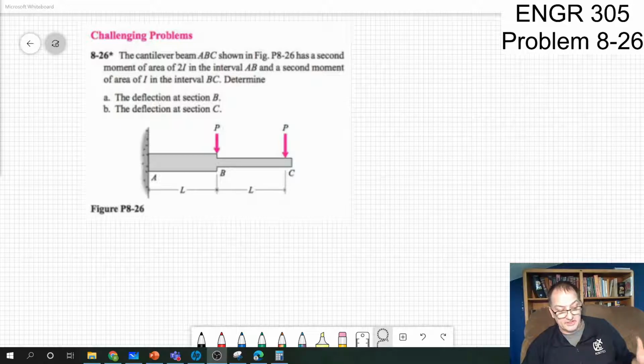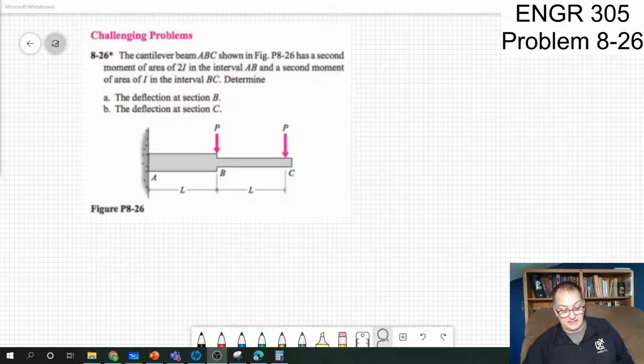So here we go. This is a cantilever beam shown in ABC. It has a second moment of area 2I in the first half and I in the second half. Determine the deflection at section B and the deflection at section C.